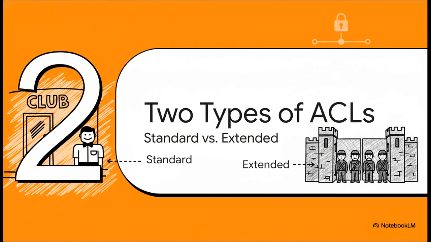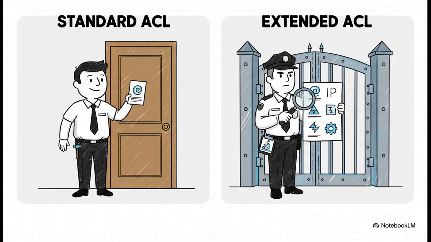So just like in the real world, you wouldn't have the same bouncer for a local pub as you would for a high-security government building, right? Same deal with ACLs. There are two main categories you need to know: standard and extended. On one side, you have your standard ACLs. This is your generalist bouncer. It's a little bit of a blunt instrument because it only looks at one thing: where the traffic is coming from. That's the source IP address. It's simple, it's fast, but it's not very specific.